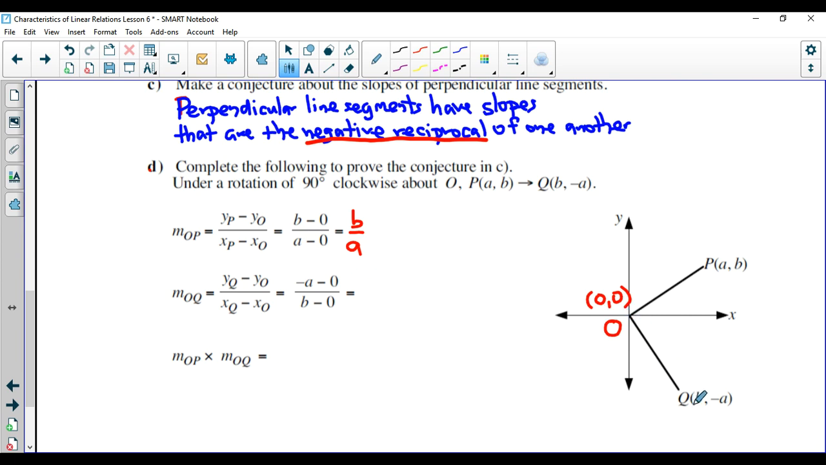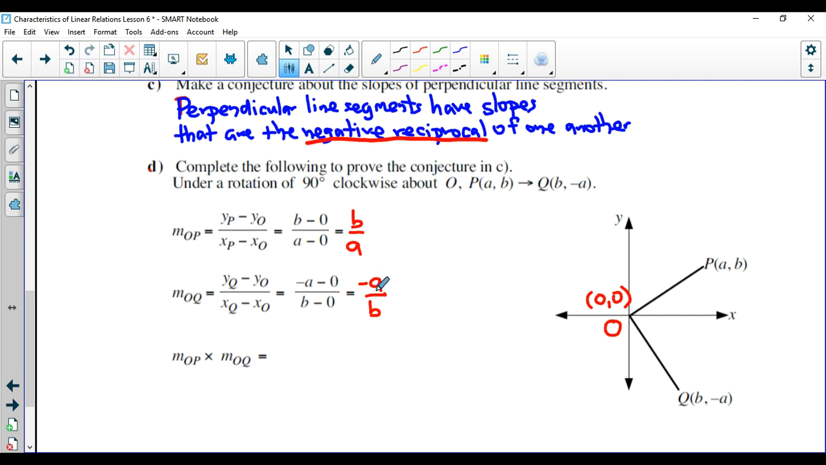And if we look at this point, so we go YQ minus YO. Well, the Y coordinate of point Q is negative A. The Y coordinate of point O is 0, so this would be negative A. And then XQ minus XO, the X coordinate of point Q is B, and then the X coordinate of point O would just be 0. So that'd be B minus 0, which is B. So if you look right here, we're just writing these in terms of variables instead of actual numbers. So the reciprocal of the fraction B over A would be A over B.